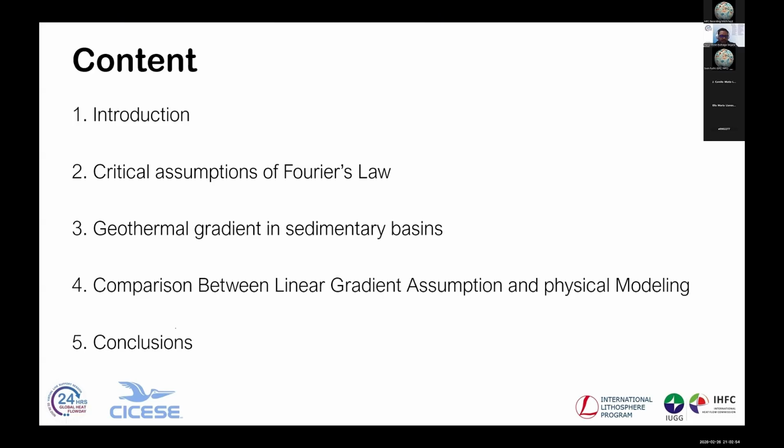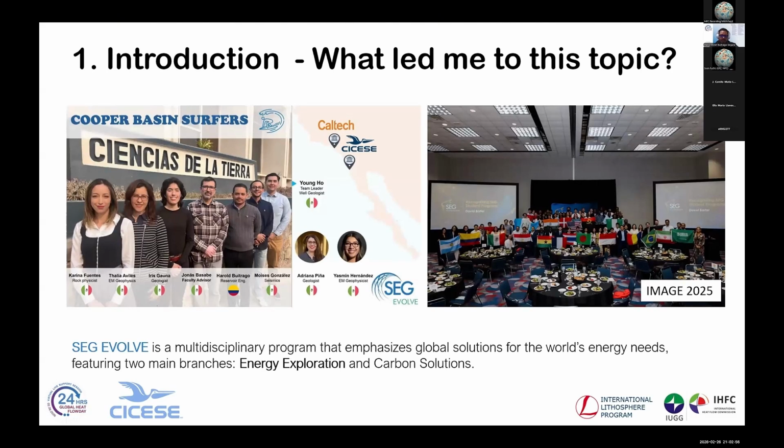So what led me to this topic? I participated in the SEG Evolve program last year as part of the CCS team. We presented the evaluation of a geothermal project at the IMAGE conference in 2025.